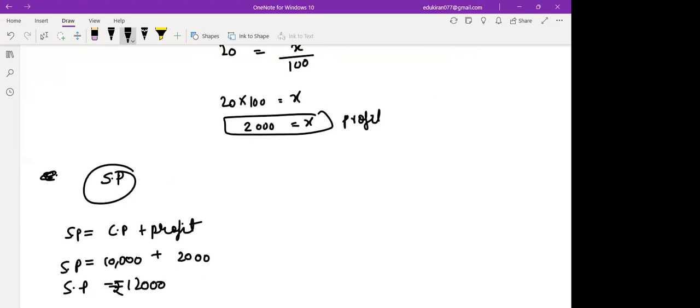Clear? Profit percent, you have to write it as 20%, right? No, this is not profit percentage. This is only simple profit. Your SP, selling price, is cost price plus your profit. If it is loss, then cost price minus loss.